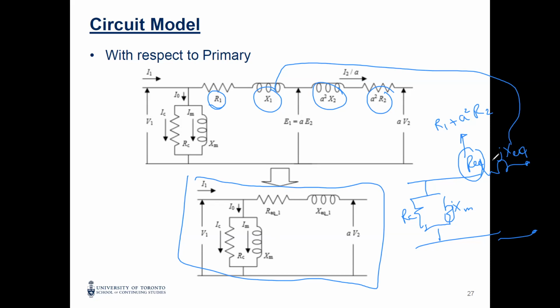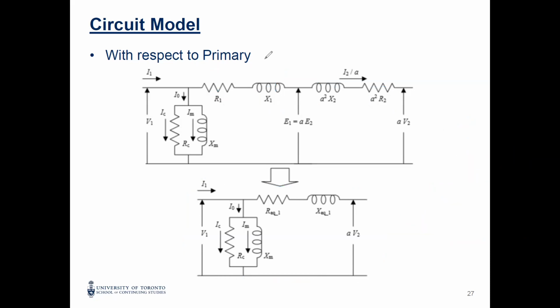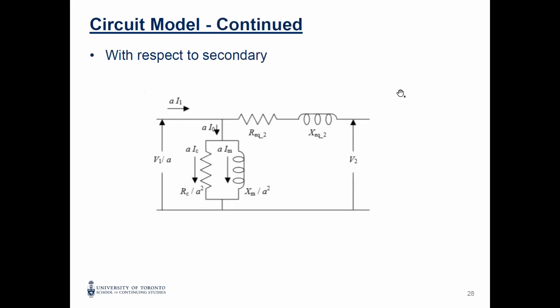And this is if you are referred to the primary. Can I refer to the secondary? Definitely. You can move between both. And instead of multiplying by A squared, you are going to divide by A squared. Okay. Here RC over A squared, XM over A squared.